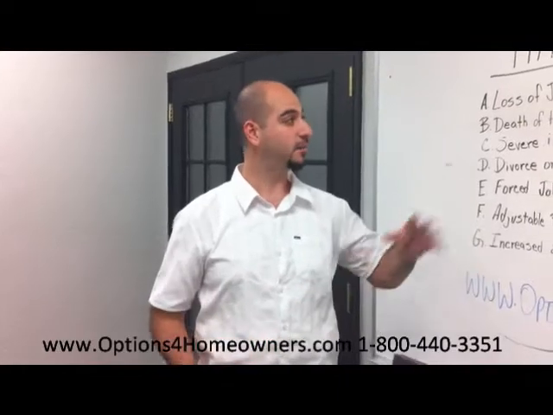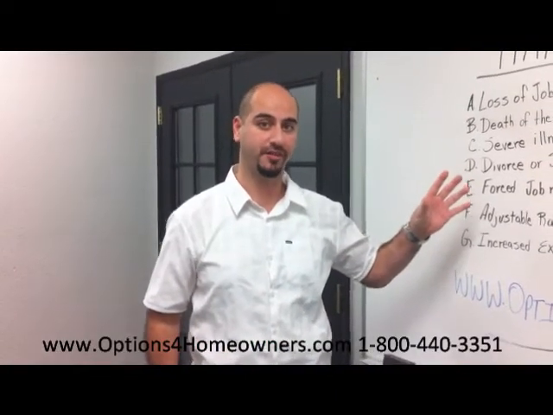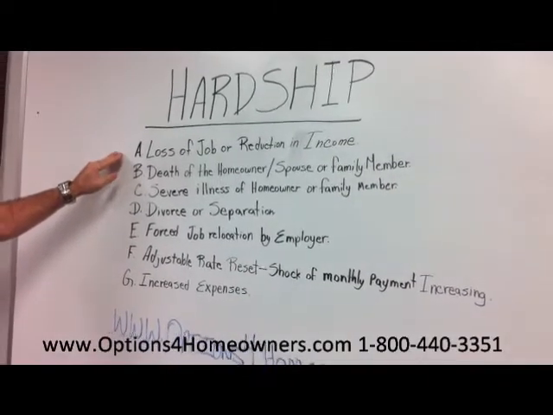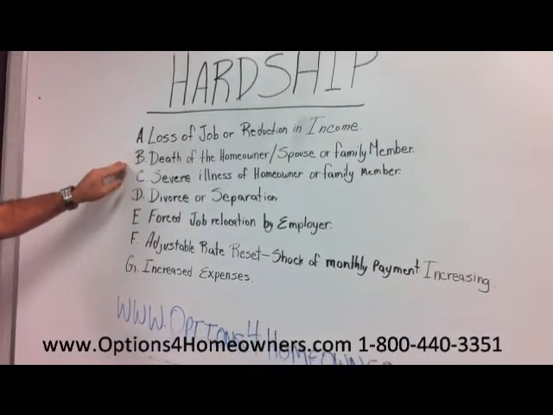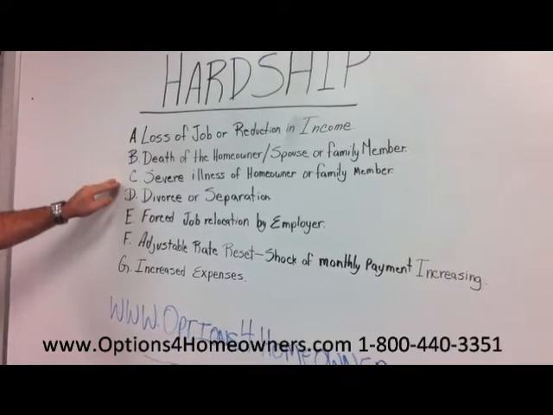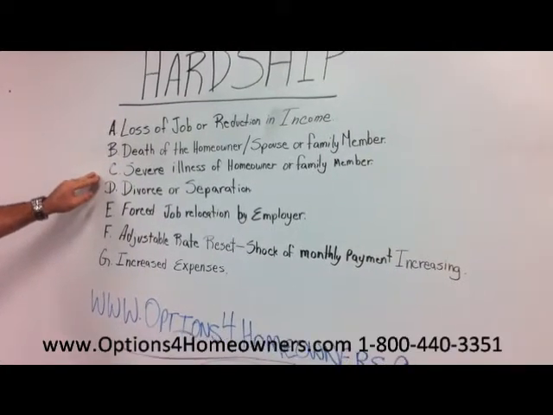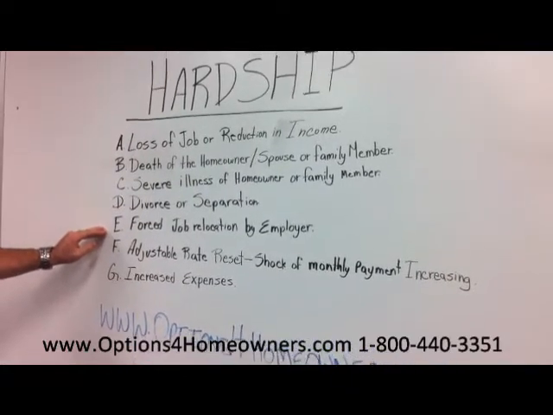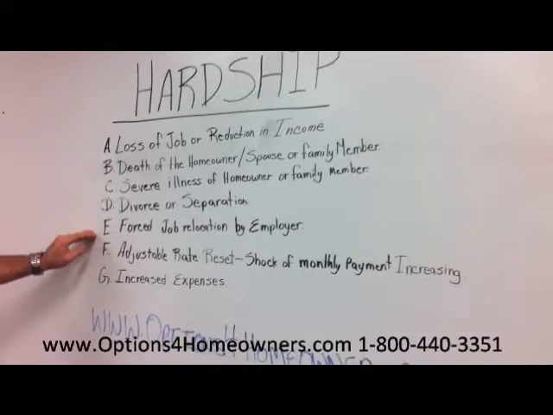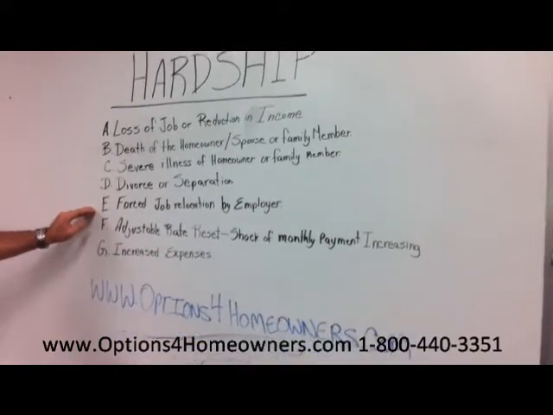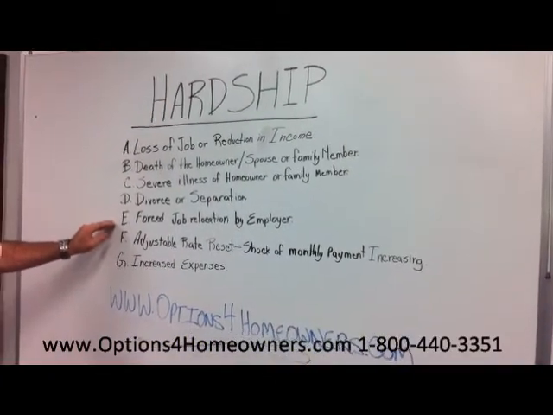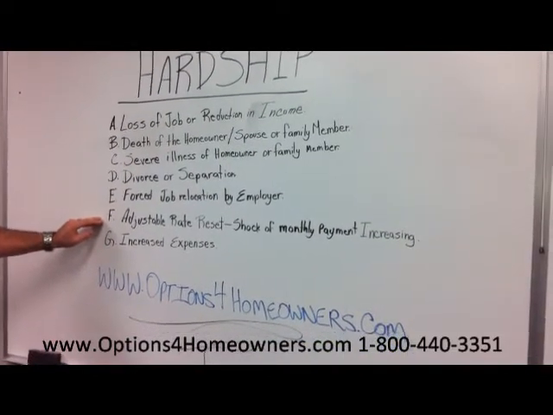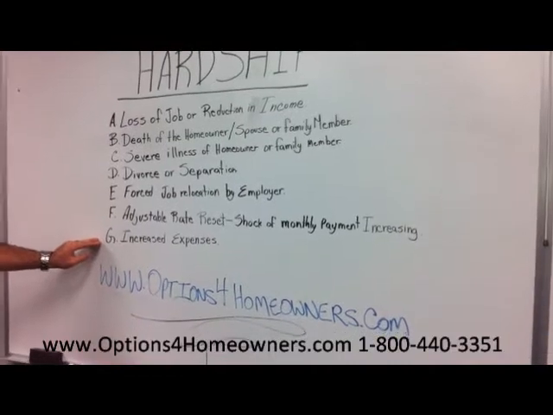Let's take a look at the most common hardships that the banks are accepting right now. We have loss of job or reduction in income, a death of the homeowner, spouse, or family member, severe illness of the homeowner or family member, divorce or separation, forced job relocation by employer, and side note, this most of the time is going to have to be 50 miles further than where you live. Adjustable rate reset or shock of the monthly payment increasing, increased expenses.